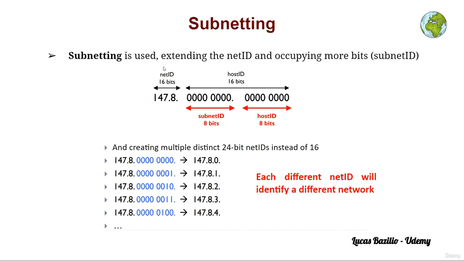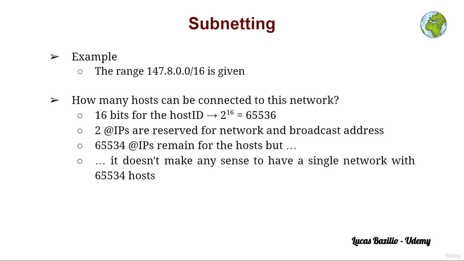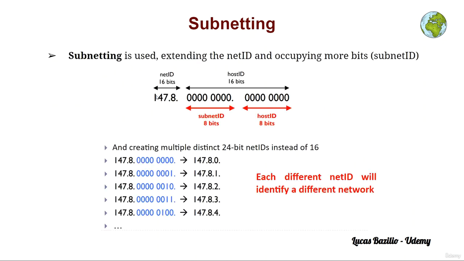With subnetting, what we do is we extend the net ID and we occupy more bits. This is called the subnet ID. So we are on the same example. Remember that the first 16 bits of this IP address represent the net ID, the network identifier. And since each decimal value that we see here has 8 bits, the first 2 decimal values represent the net ID. So these first 16 bits, these first 2 decimal values, represent the network identifier, and the remaining 16 bits represent the host ID.